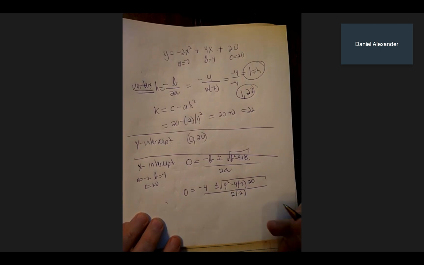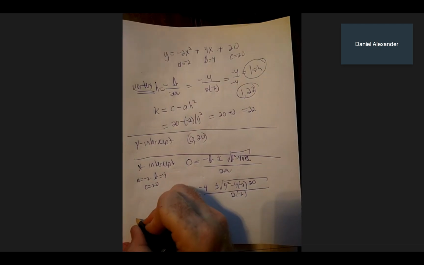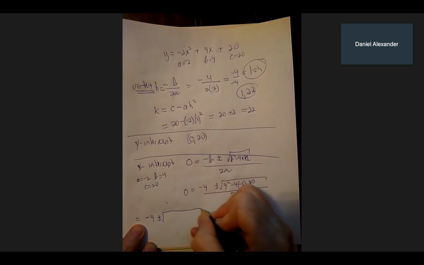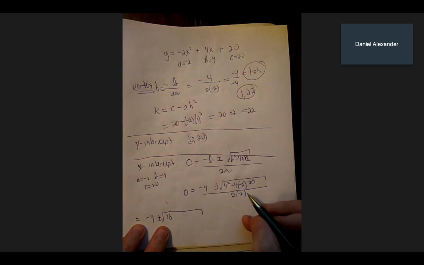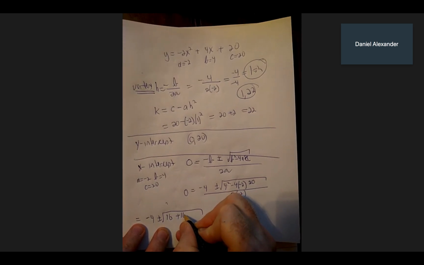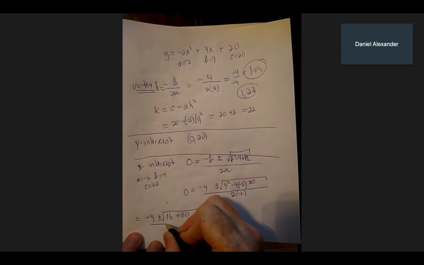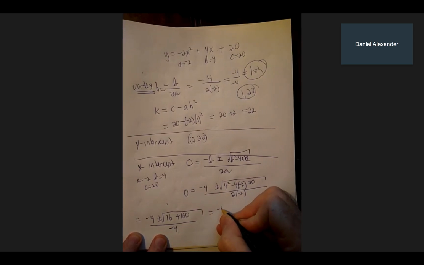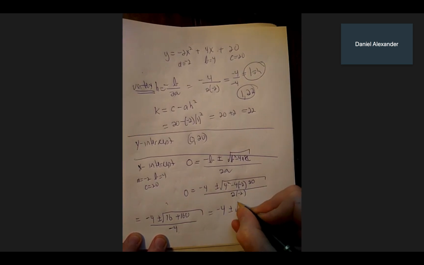So that's going to be minus 4 plus or minus the square root of 16 plus 8 times 20, so plus 160. Before it was negative over minus 4. So that's going to be minus 4 plus or minus the square root of 176 over minus 4.